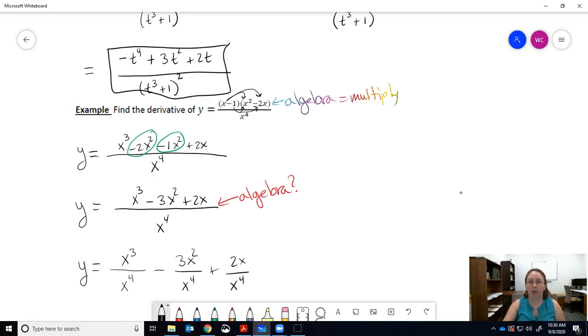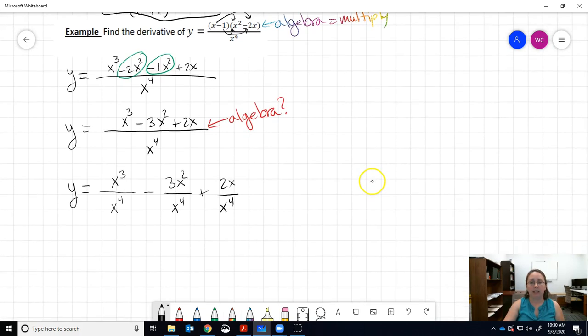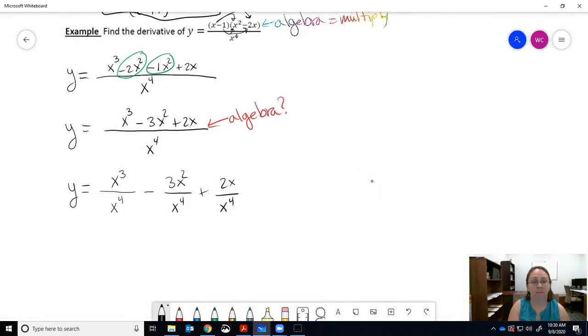Why is this a good direction to go? Does anybody see the benefits here? We can simplify a whole lot further. Reduce x cubed and x to the fourth. Well, we can cancel x to the third from each of these. We would be left with x to the 1 in the denominator. So that's 1 over x.